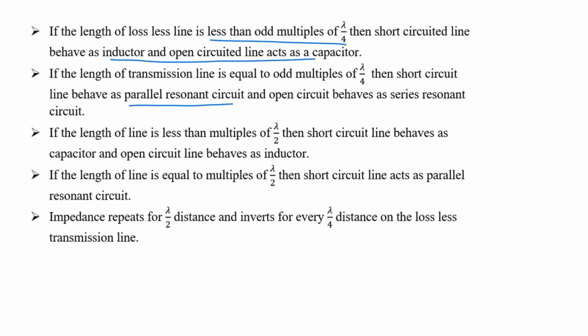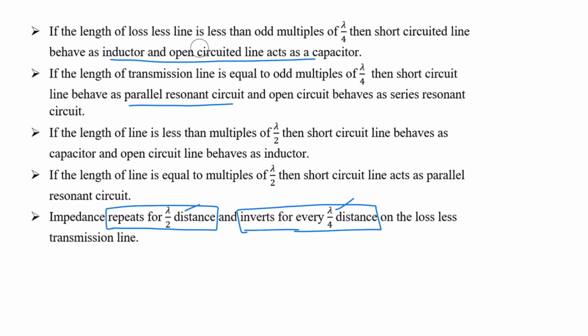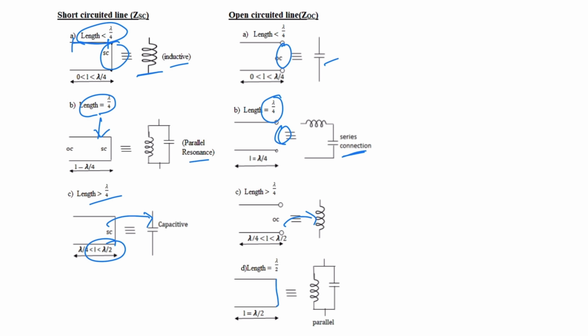Next, the impedance repeats for lambda by 2 distance and inverts for every lambda by 4 distance on a lossless transmission line. Inverts means 0 will become infinity and infinity will become 0. Short circuit will become open circuit and open circuit will become short circuit. For lambda by 4 distance, it is inverting, and for lambda by 2 distance, it gets repeated. So these are the points related to lossless transmission lines of different lengths and their behavior.